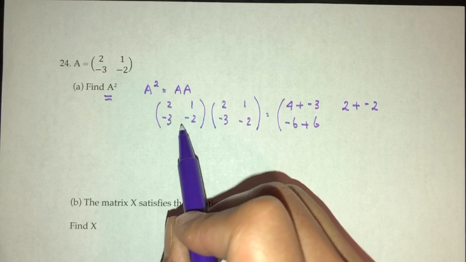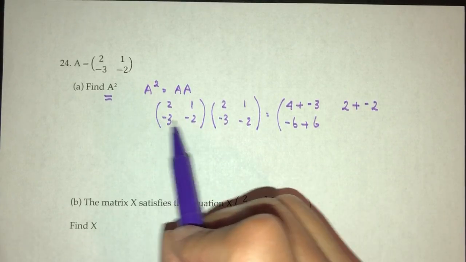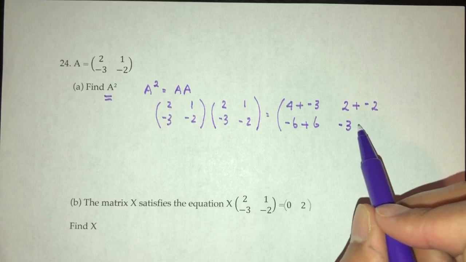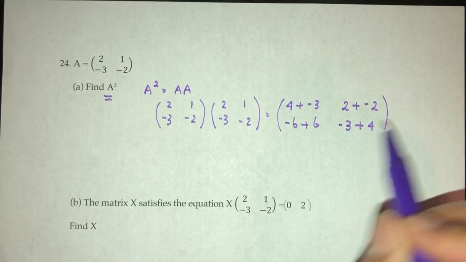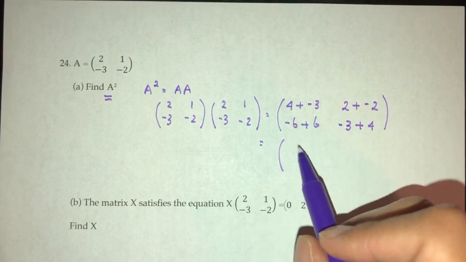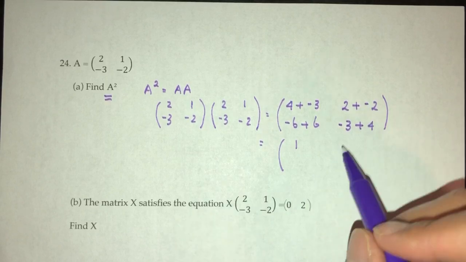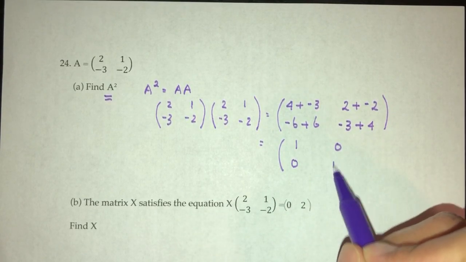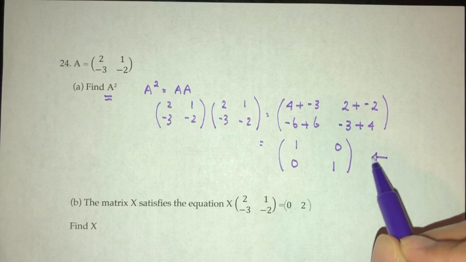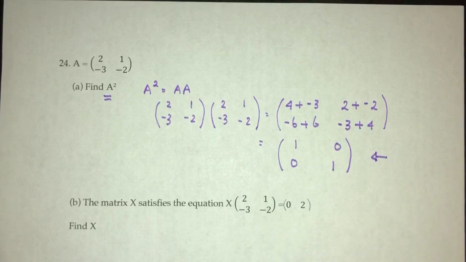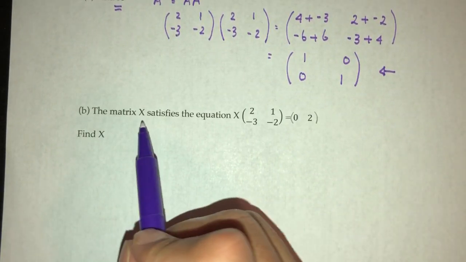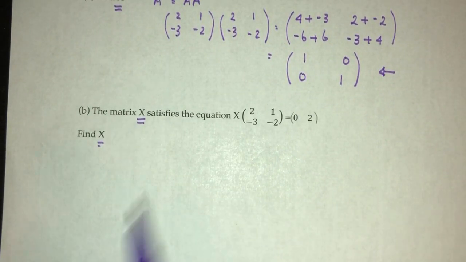minus times minus becomes plus 6. Again, rows by column. So minus 3 times 1 is minus 3 plus 4. That will become 1, 0, and that will be 0 and 1. So A squared is the identity matrix, 1, 0, 0, 1. That is part A. Now for part B, we have to find the matrix X that satisfies this equation.